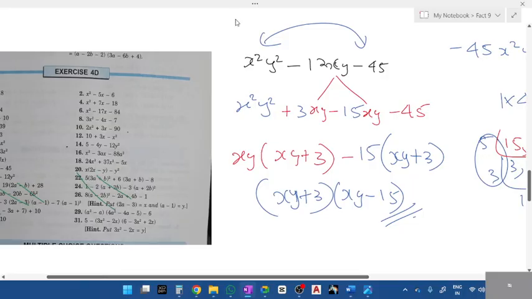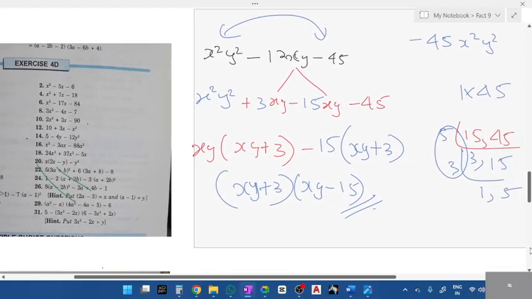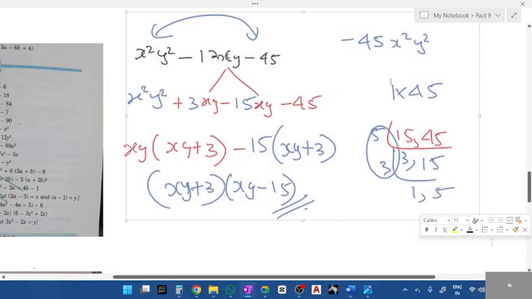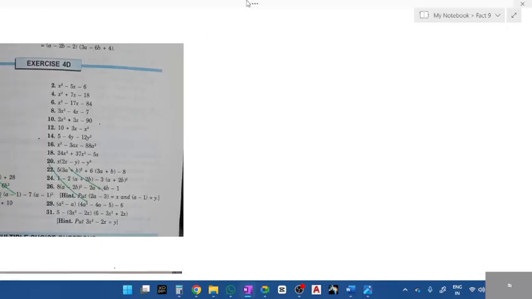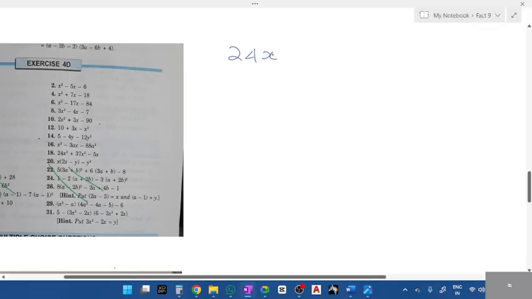Fine. Let's try the 18th one, students. 18th question. All of you are completed? Tony, Angel done? Ananya? Okay, 18th. Look at the 18th one, students. Mark it as important. 24x cube plus 37 x square minus 5x.